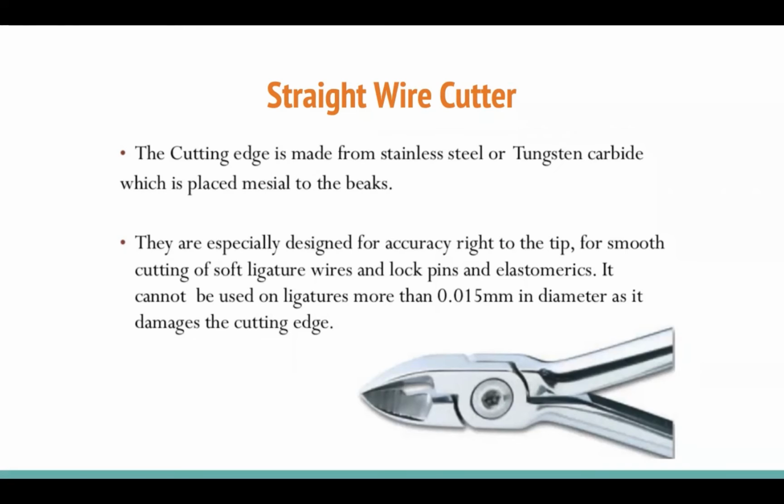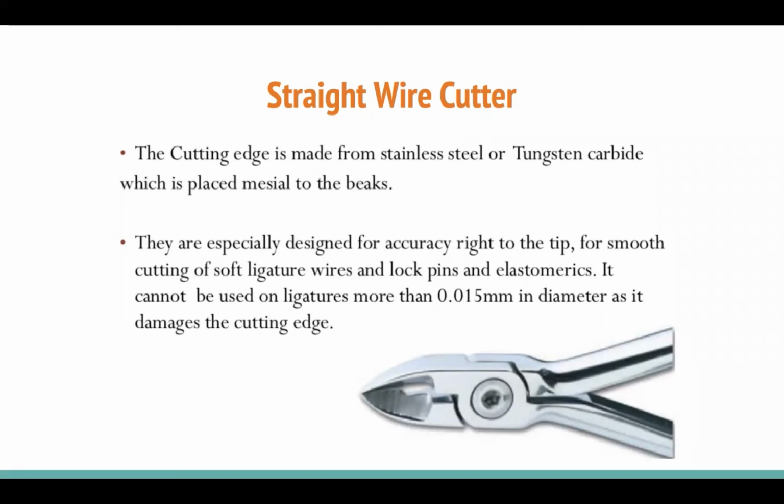So if you're using the arch wire, you use the distal end cutter. If using a ligature wire, you use the straight cutter. Now, a straight wire cutter, the cutting edge is made up of stainless steel or tungsten carbide. The tungsten carbide tip is amazing, but you have to be very careful that the plier should not drop, and that tip should not be used for hard wire.